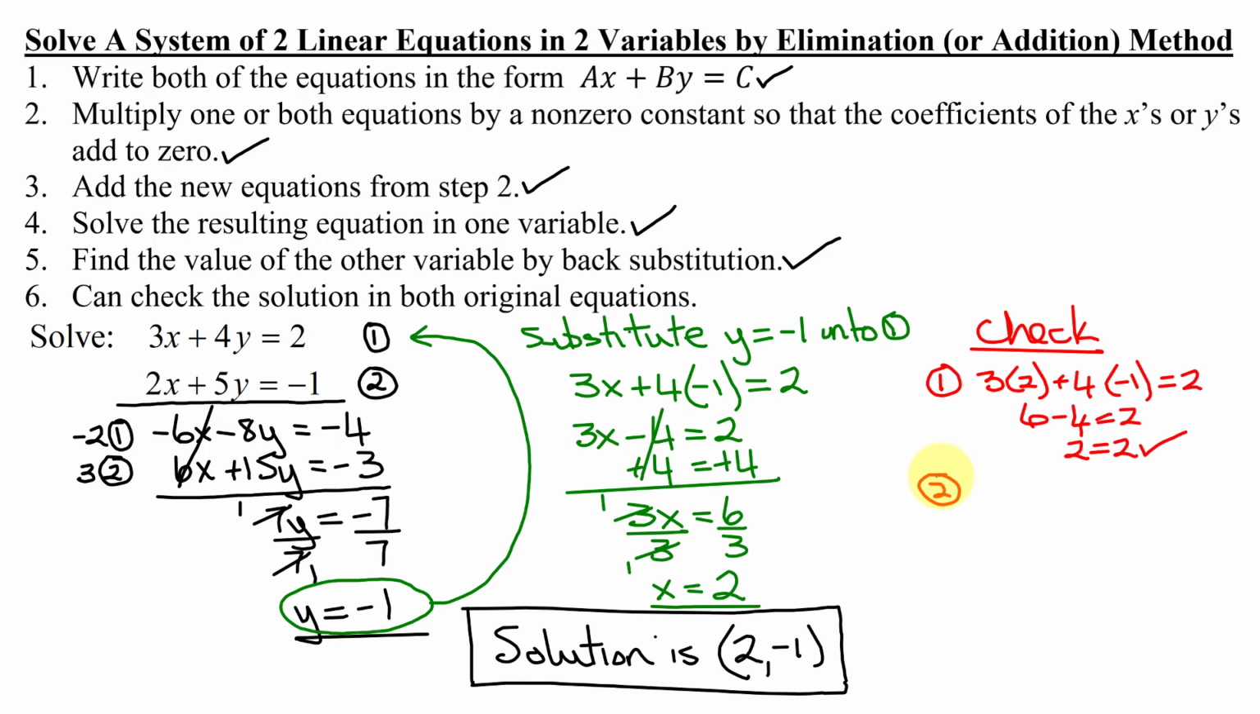You must also check it in the second equation. Does 2 times x, which is 2, plus 5 times y, and y is negative 1, that should equal negative 1. 2 times 2 is 4. 5 times negative 1 is negative 5, should equal negative 1. 4 minus 5 is negative 1. Does negative 1 equal negative 1? That is also a true statement. So I now know my solution is correct.